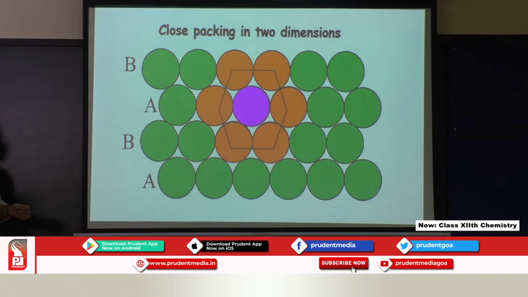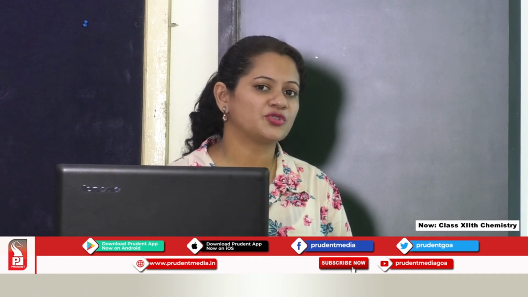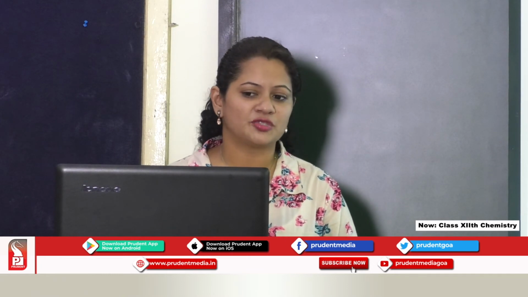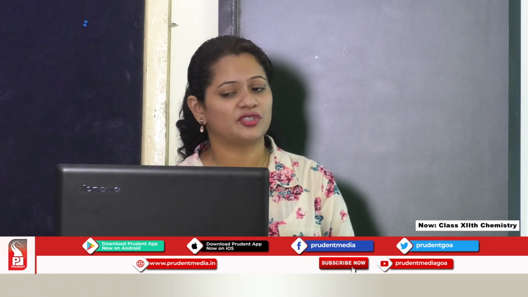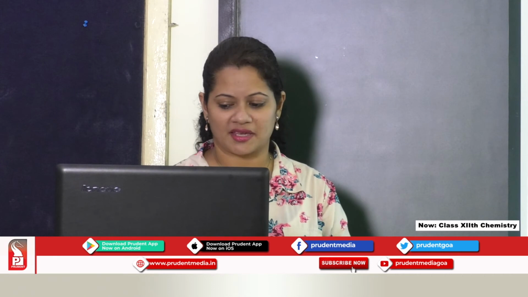This arrangement is also called ABAB type of arrangement because we have a layer of spheres, that is B, which is different from the initial layer, that is A. So, accordingly, this is termed as ABAB type of packing. Hexagonal close packing is also abbreviated as HCP arrangement. It makes more efficient use of available space in comparison to square close packing.